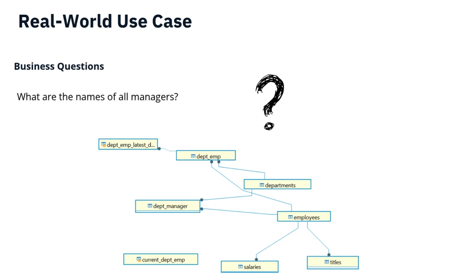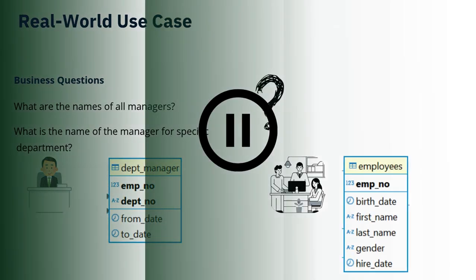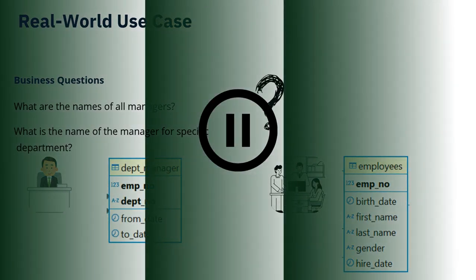Now let's move on to a real world example. Using our employee database, we have a business question. What are the names of all managers? Or maybe, what's the name of the manager for a specific department? If you haven't seen our introductory database overview yet, pause here and check that out. It will help this part make a lot more sense.